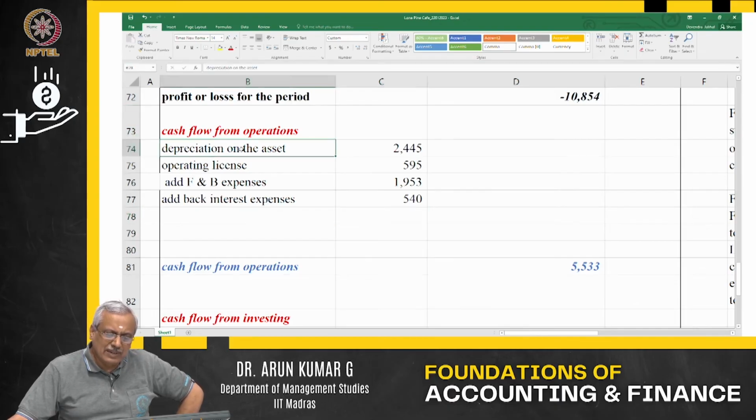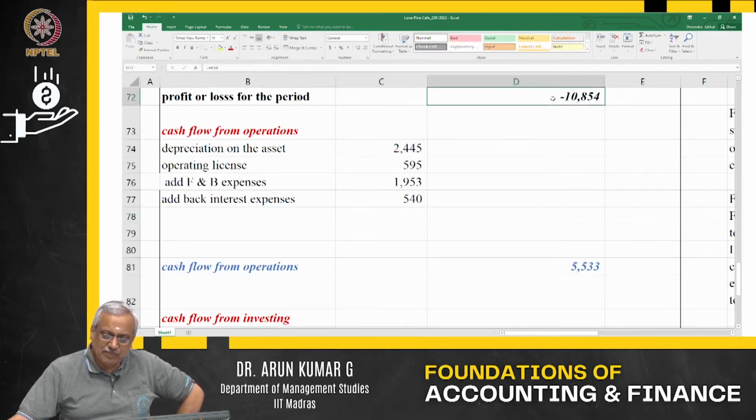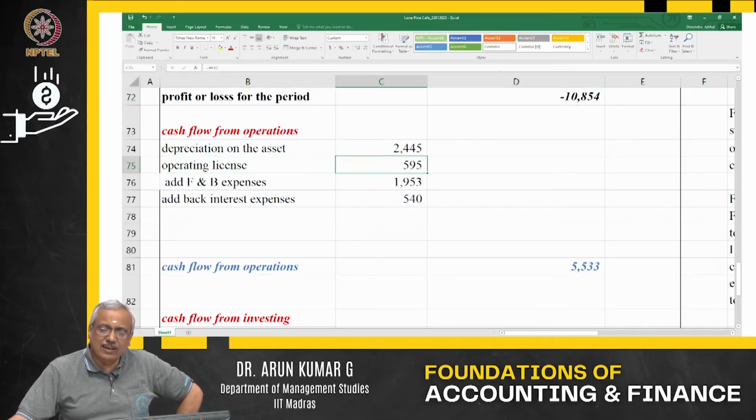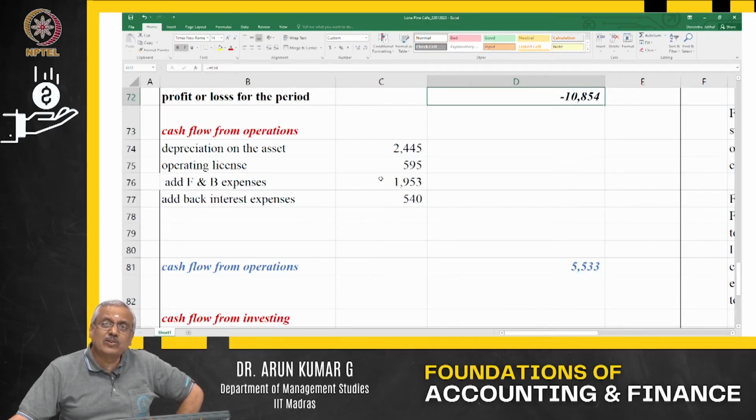So what happened? Depreciation, asset, non-cash outflow. After deducting depreciation, I got this profit. After deducting operating expenditure, non-cash, I got this profit. I overcharged 11,000 and odd as an expenditure on F&B, whereas I paid cash only 10,016. We have arrived at this, you have charged this.